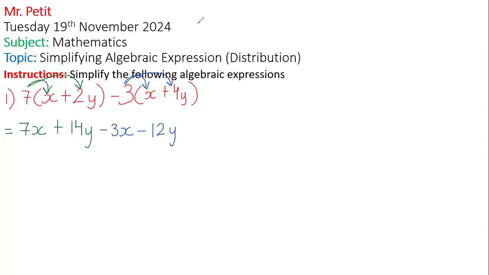Very good. So we're going to say 7x combined with negative 3x. So we bring them together. You group up the signs. So it's going to be 7x minus 3x. And then we have to group the y's. 14y. So we're going to say positive 14y and negative 12y. So we group them together.